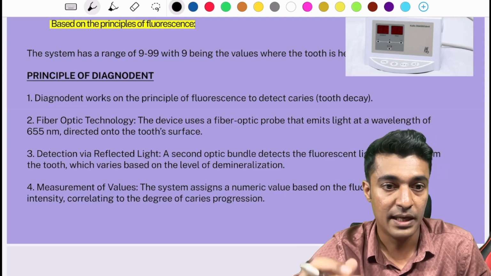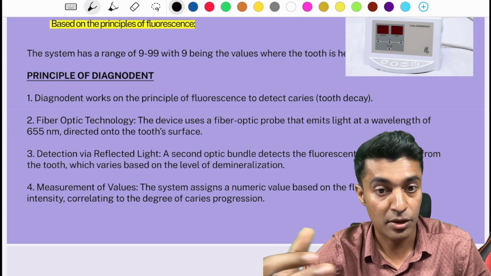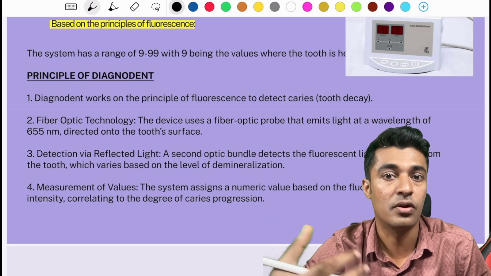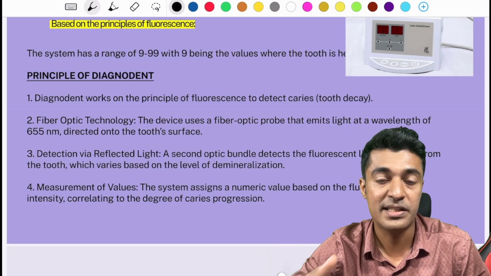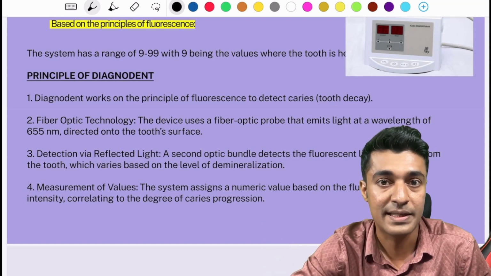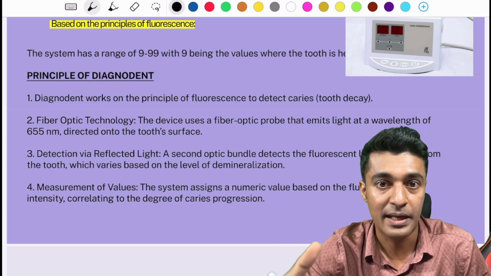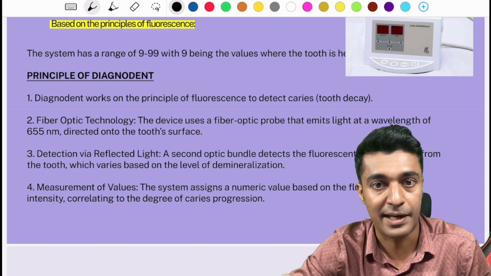The second part is detection of the reflected light. A second optic bundle detects the reflected fluorescent light from the tooth of interest, and this reflected fluorescent light, based on the degree of demineralization, will have a different wavelength that is measured by the computer, and it puts up a value on the monitor. This is the principle of Diagnodent.